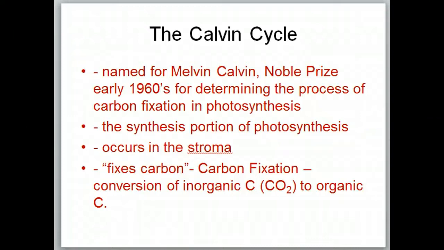In this section, we want to discuss the Calvin cycle. This is the second stage of photosynthesis. Now, just like the Krebs cycle was named for Hans Krebs, the Calvin cycle is named for Melvin Calvin. This is yet another Nobel Prize that was awarded for work done related to respiration or photosynthesis.